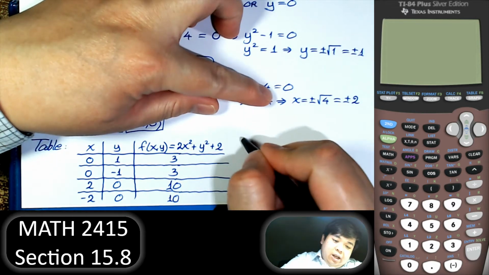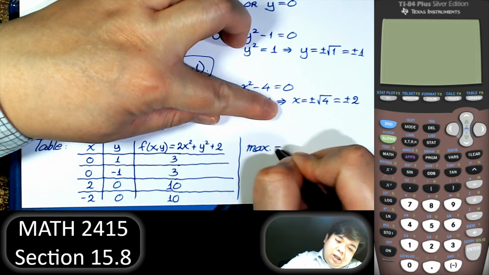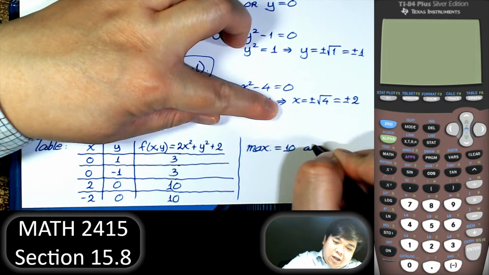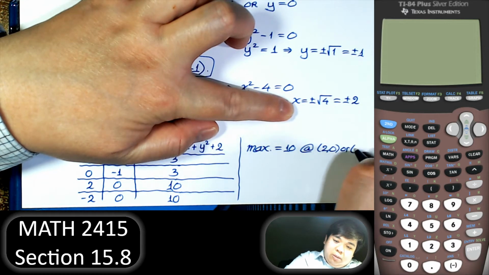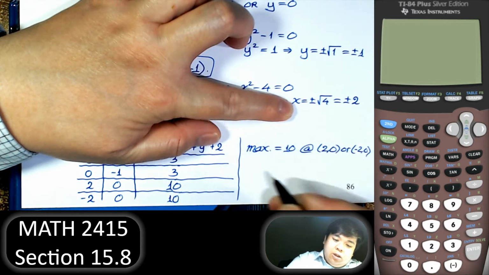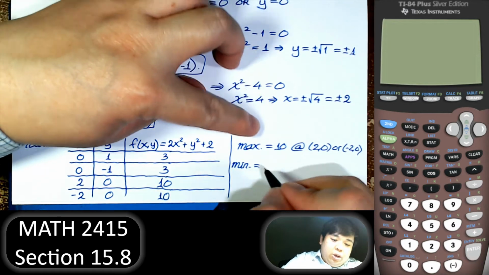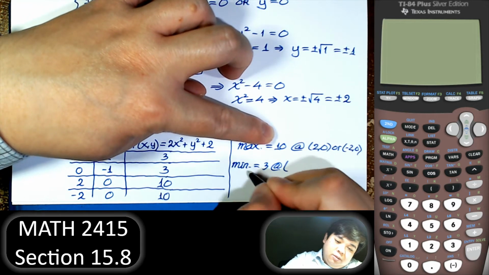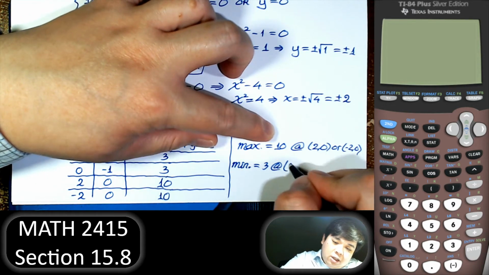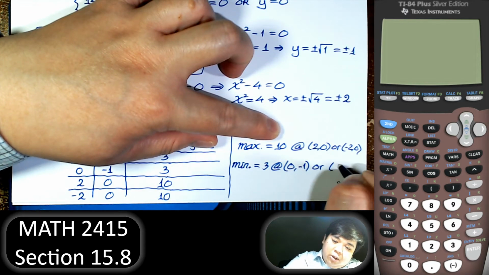So we'll say maximum equal to 10 at the point 2, 0 or -2, 0. And then minimum equal to 3 at the point 0 and -1 or 0 and 1.